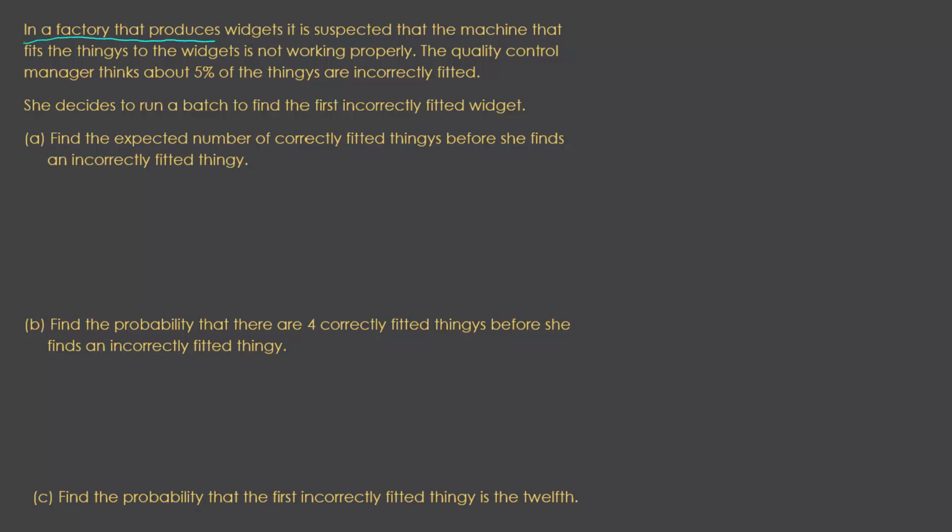In a factory that produces widgets, it is suspected that the machine that fits the thingies to the widgets is not working properly. The quality control manager thinks about 5% of the thingies are incorrectly fitted. She decides to run a batch to find the first incorrectly fitted widget. So we're going until we get the first incorrectly fitted. Incorrectly, therefore, is going to be our success.